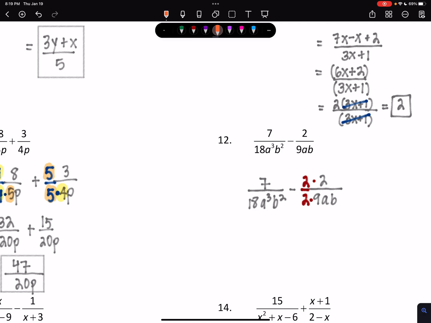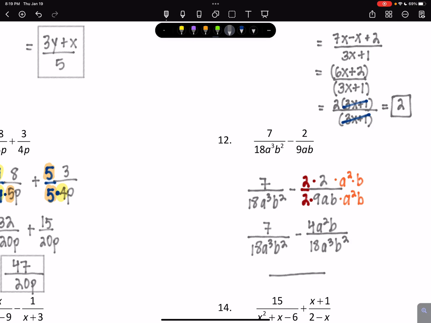We also need an a squared to be multiplied to the second one, so that a times a squared becomes that a cubed. And we're going to need another b in our factor. So now we have 7 over 18a cubed b squared minus 4a squared b over 18a cubed b squared.